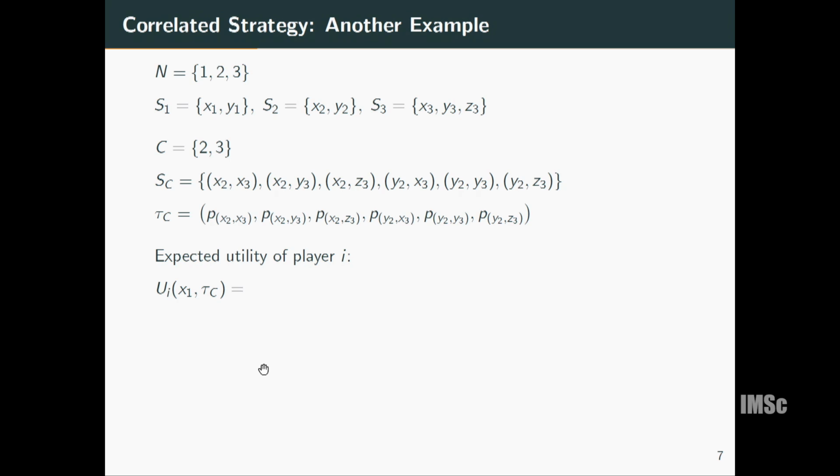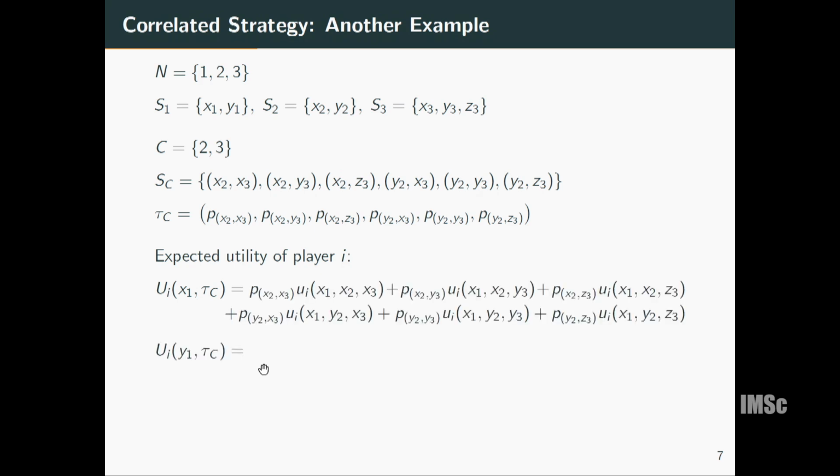It will be a summation over all these strategy profiles in S_C. You will multiply this probability with the utility of (x1, x2, x3), this probability with the utility of (x1, x2, y3), this probability with (x1, x2, z3), and so on and so forth. Make sense? Good. This was easy. Similarly, you can compute for y1. Now, here x1 will be replaced by y1.